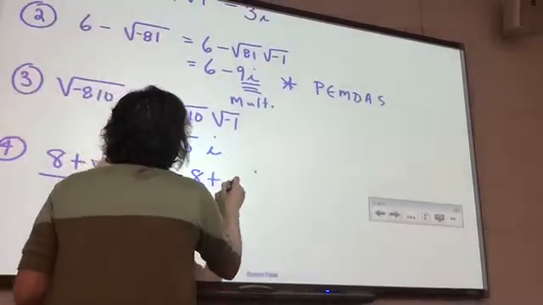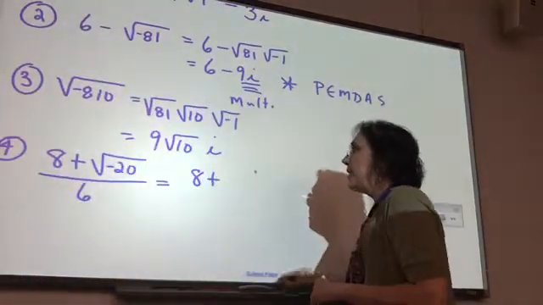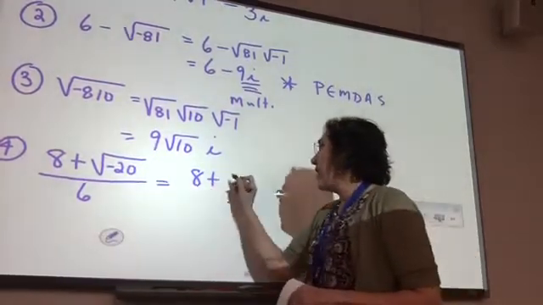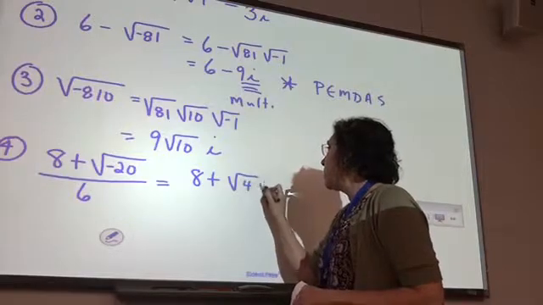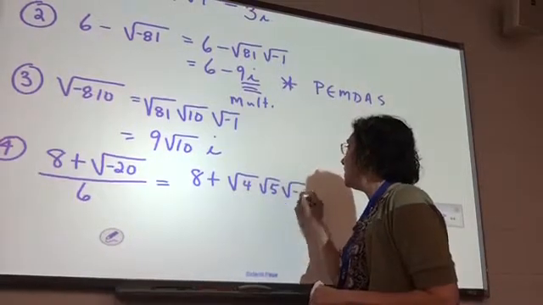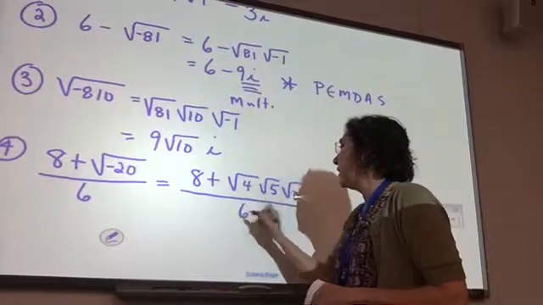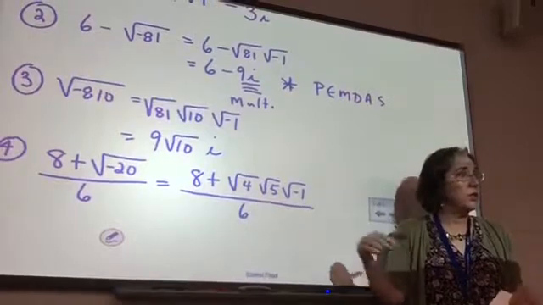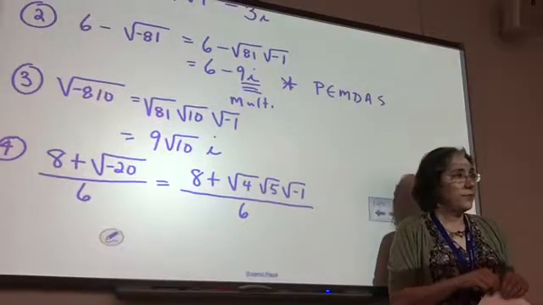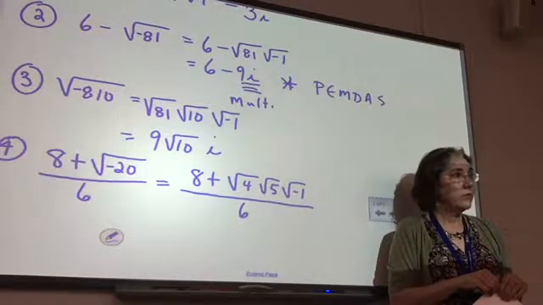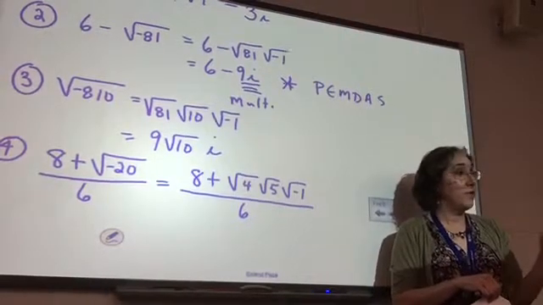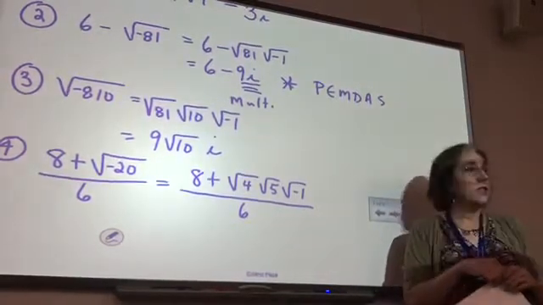All right, so 8 plus the square root of 20 breaks down as 4 times 5. So I'm going to think of that as square root of 4, square root of 5, square root of negative 1, all over 6. What am I doing? I'm pulling out the perfect square factor. So if the square root doesn't work, you always break it down to ones that multiply to get it. Oh, you mean when it's not a perfect square. Yes, you always look to see if it breaks down.